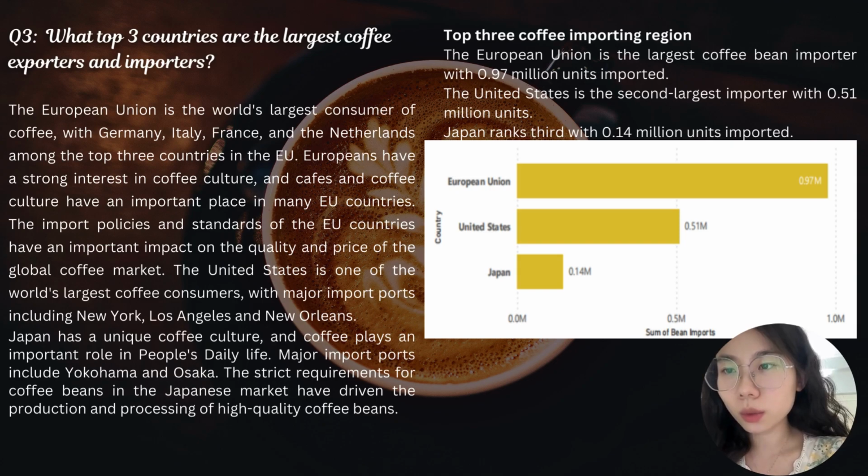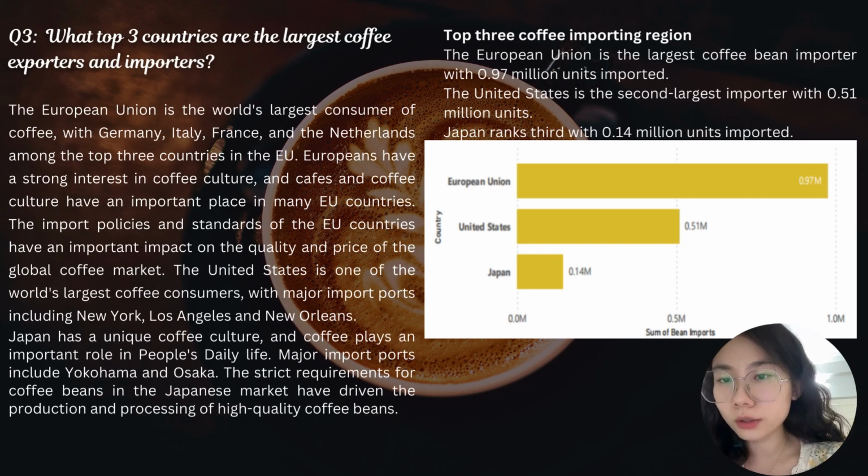The EU is the world's largest consumer of coffee, and the huge demand for coffee in the EU drives the global coffee trend. American coffee chains are ubiquitous, and coffee brands and coffee culture have a broad impact on the global coffee market. Japan has a unique coffee culture, from traditional tea houses to modern coffee chains, and coffee consumption trends in Japan have also had an impact on other Asian countries.